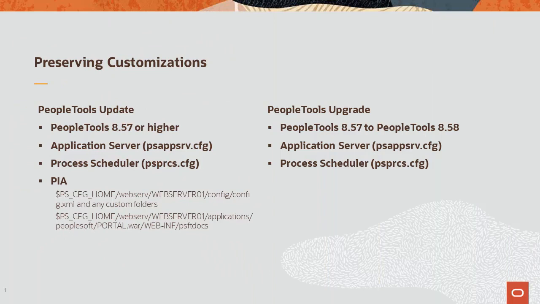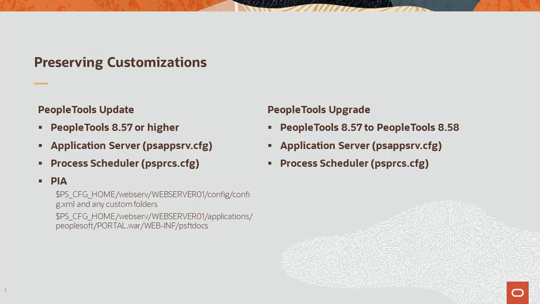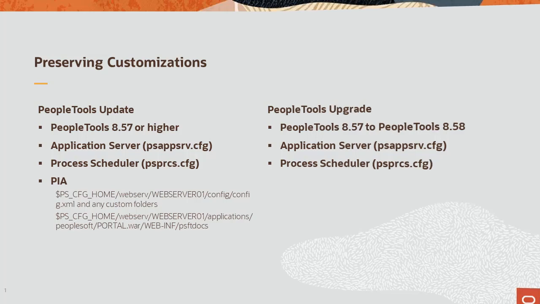For provisioned environments on PeopleTools 857 or higher, customizations made to Application Server and Process Scheduler are preserved during a PeopleTools patch or PeopleTools upgrade. In a PeopleTools patch, several web server files are also preserved. The upgrade or update process will save the configuration files during the unprovisioning task. These files are then imported using the PS Admin tool in the provisioning task. This completes the Preserve Application and Process Scheduler Customizations feature description.